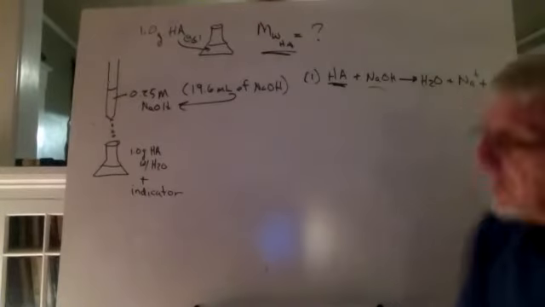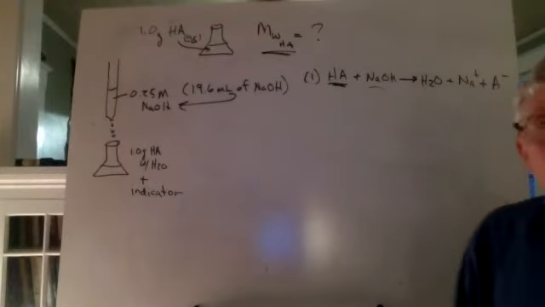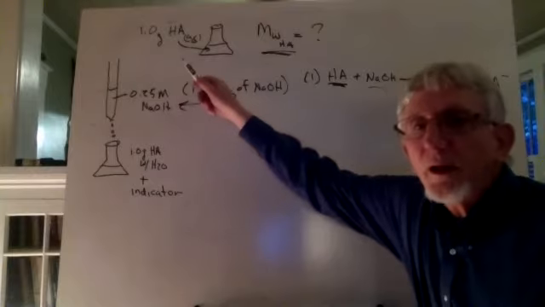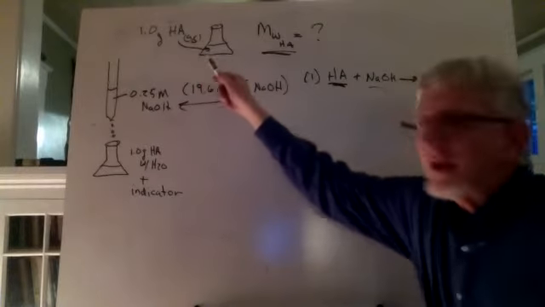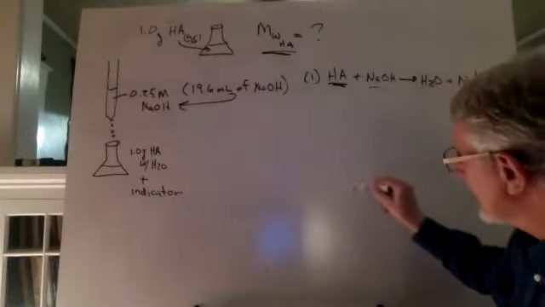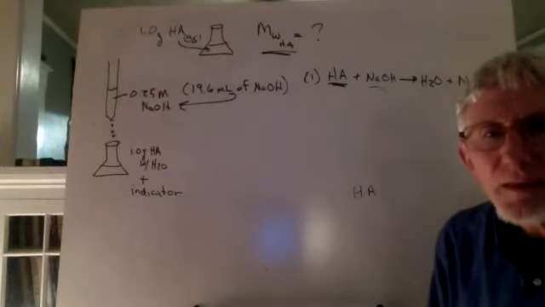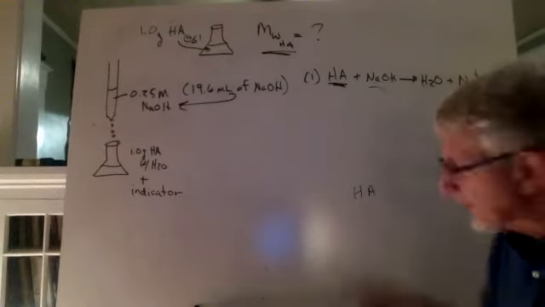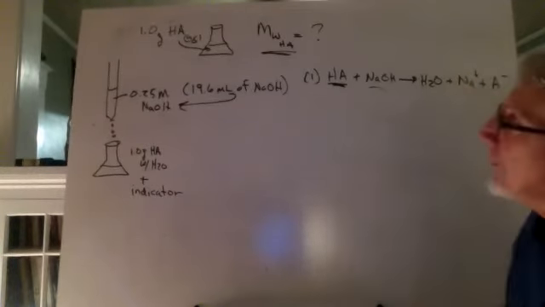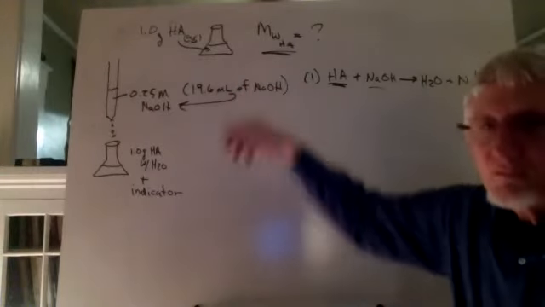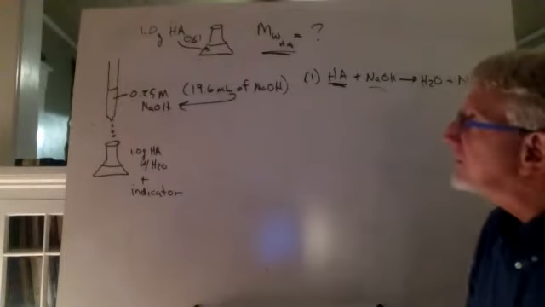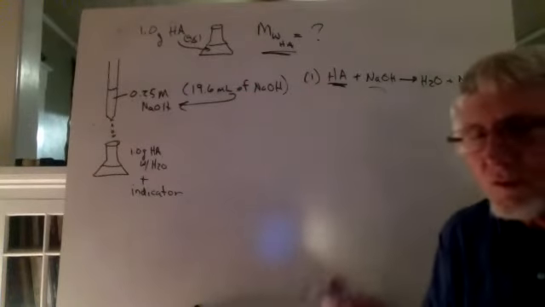And here we go. So we have this question where we have 1 gram of some acid, HA. Do you remember that HA is a generic representation of a monoprotic acid? It has 1 hydrogen that it can donate. So that is a monoprotic acid, and we dissolve it in water. And our objective is to find out what is the molar mass.